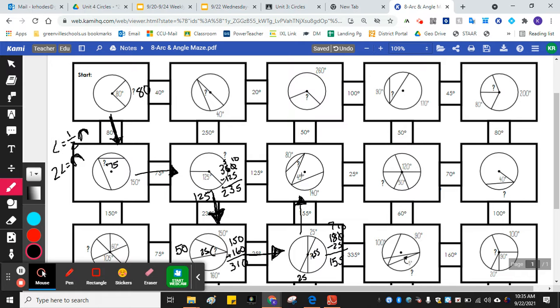Okay, so we have an inscribed angle. So we're given this angle, and if you know the angle, you're going to do 2 times your angle to get your arc. So 2 times 45 is 90.